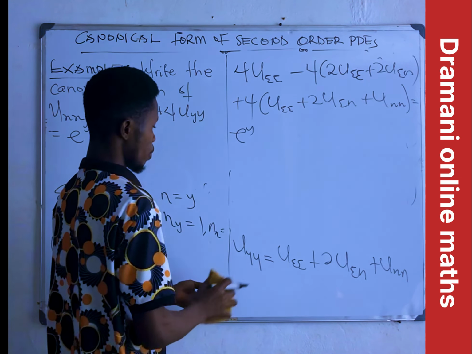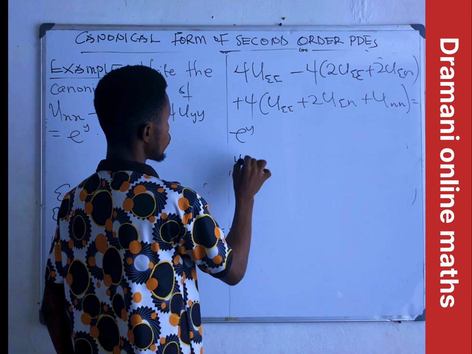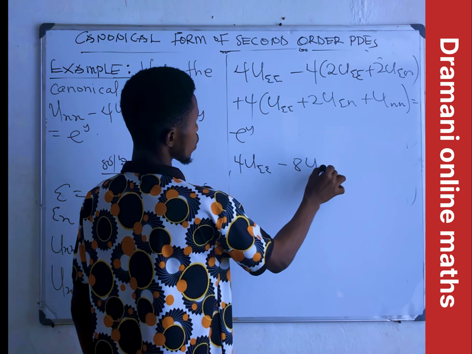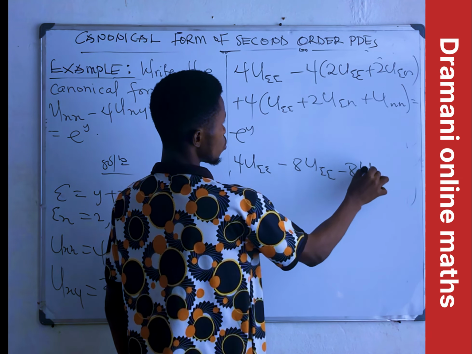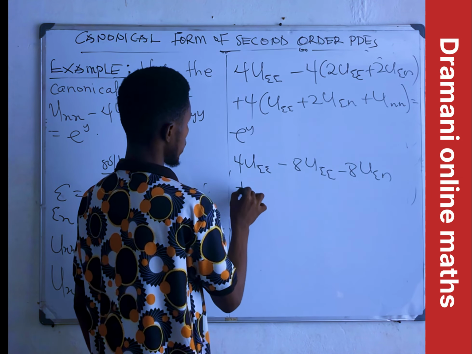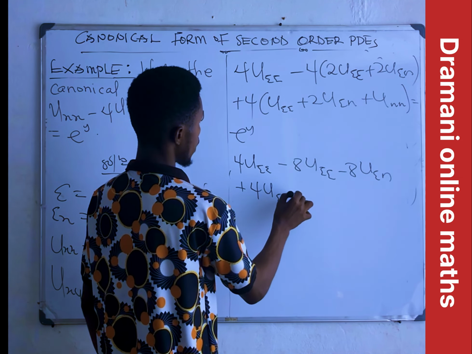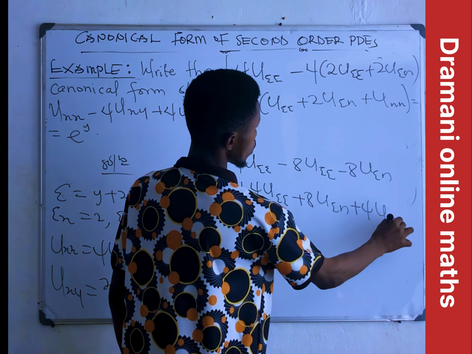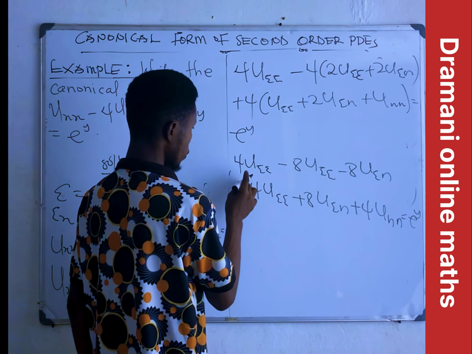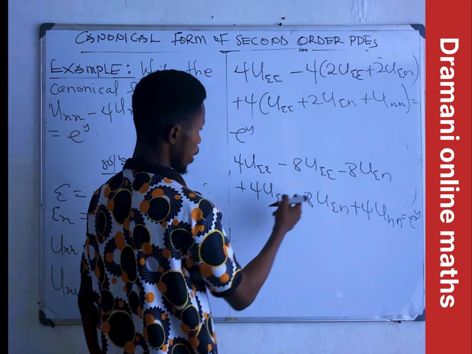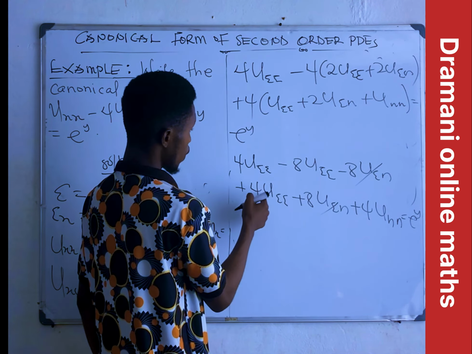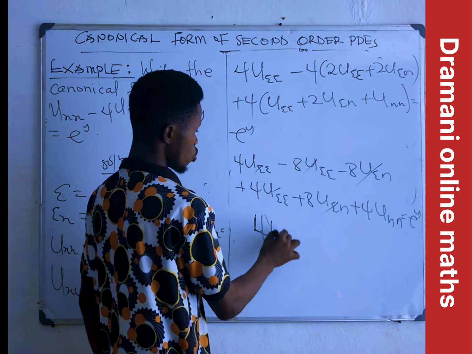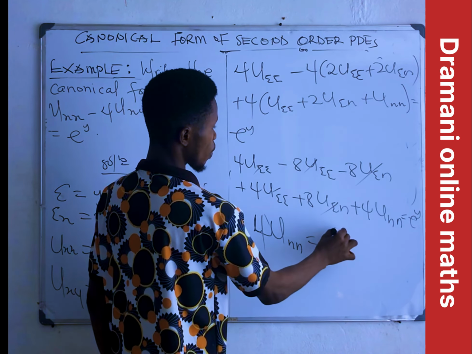Now, let's open the bracket. If I open the bracket, I'm going to have 4 u xi minus 8 u xi minus 8 u xi eta plus 4 u xi plus 8 u xi eta plus 4 u eta equals e to the power y. You see, this and that are the same. They will go. If I add this to this, that will be 8. So that will also cancel with this. Leaving 4 u eta equals e to the power y.